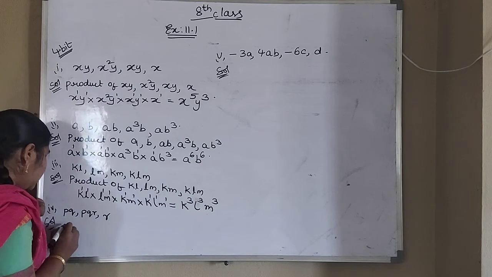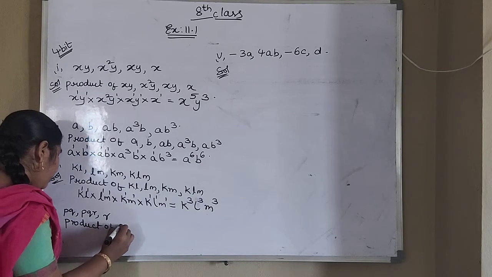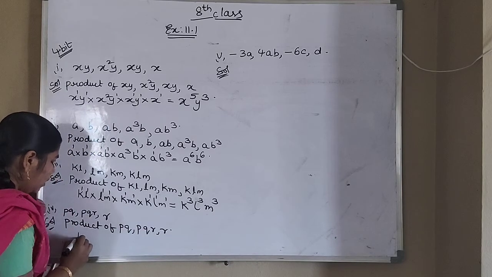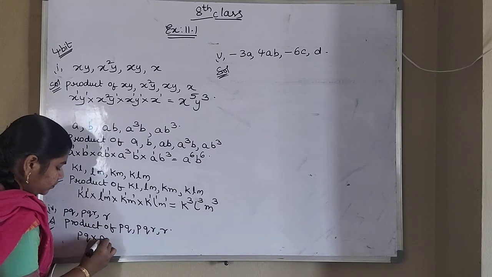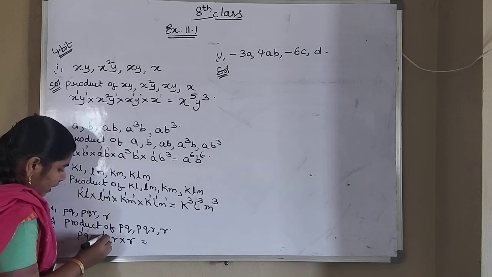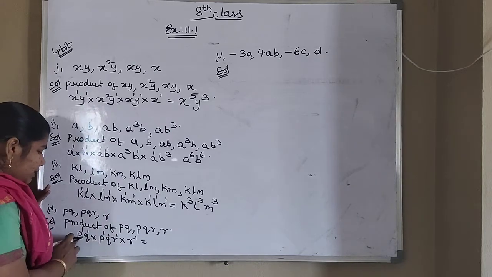Okay, so next is product of PQ, PQR and R. Multiply the terms. So 1, 1, 1, 1, 1 and 1. Okay, how many P's are there? Only 2 P's are there.